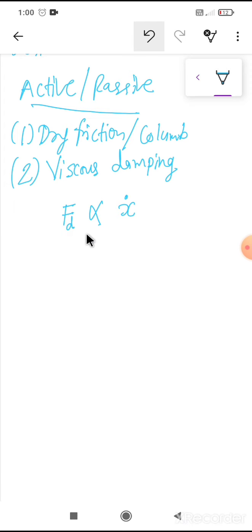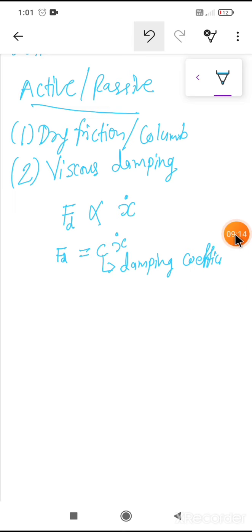So if I remove the proportionality sign, I will get FD is equal to C into x dot. Now there is a constant which we will call the damping coefficient.